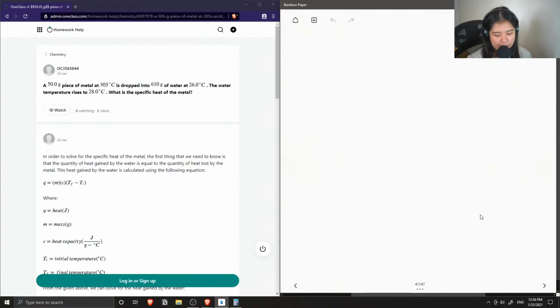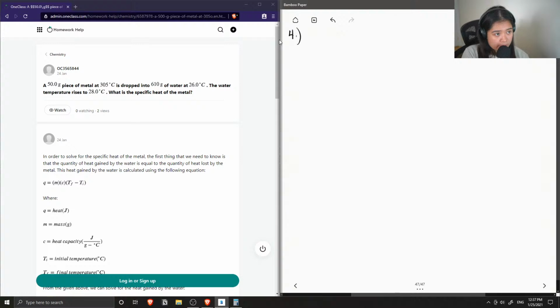Now on to question number 4. A 50.0 gram piece of metal at 305 degrees Celsius is dropped into 610 grams of water at 26 degrees Celsius. The water temperature rises to 28 degrees Celsius. What is the specific heat of the metal?